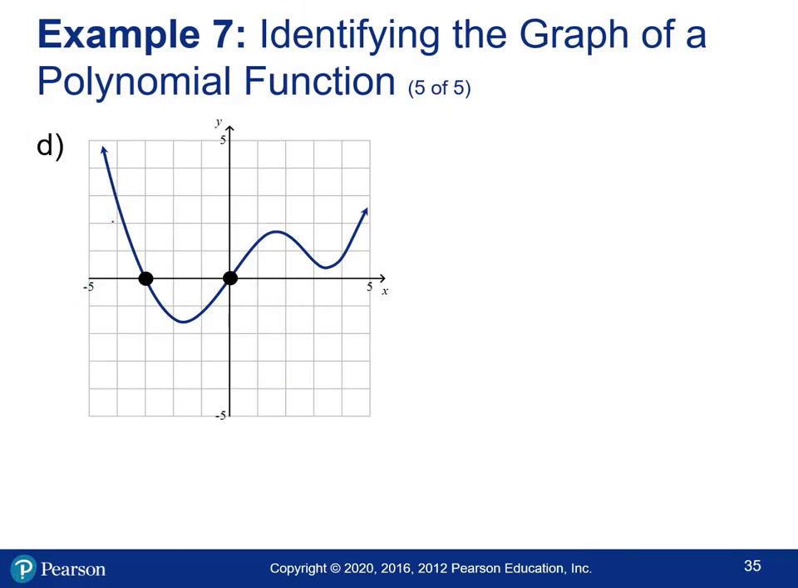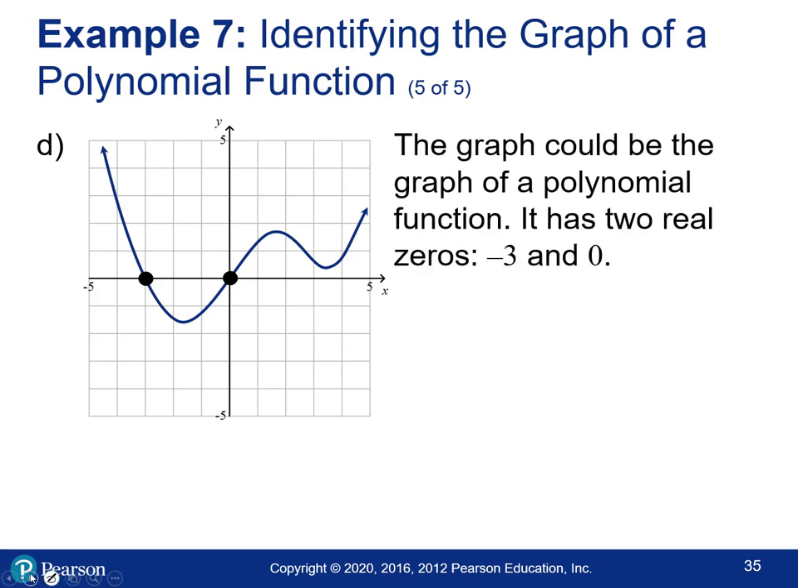This one here, this is a smooth and continuous function. So this one is a polynomial function. And let's identify the zeros. There's one right here at -3, and another one here at 0. Okay? And then what is the degree of this polynomial?